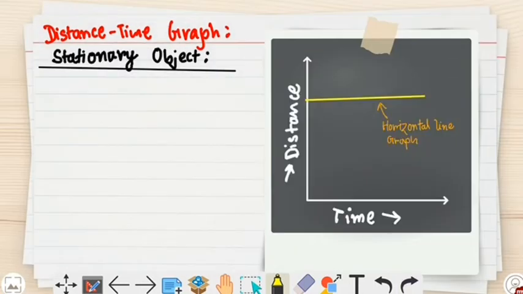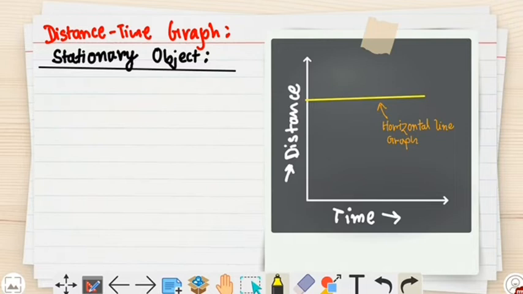Now here you can see this is the distance-time graph of a stationary object. When an object is stationary, that means the object is at rest, it is not moving, then the graph is parallel to the time axis. Whenever the graph is parallel to the time axis, that means the object is not moving. So these are some types of graph we have understood.